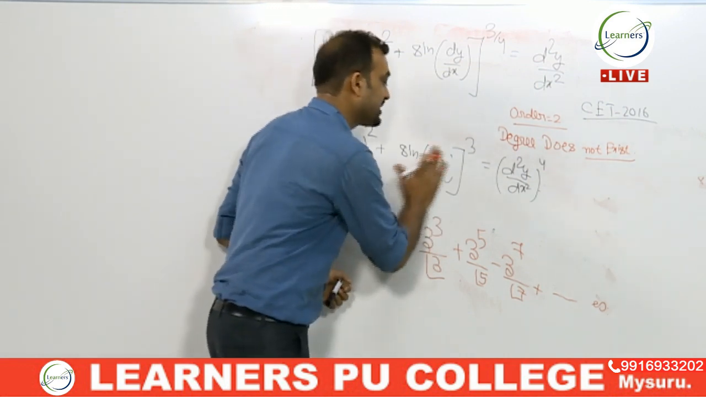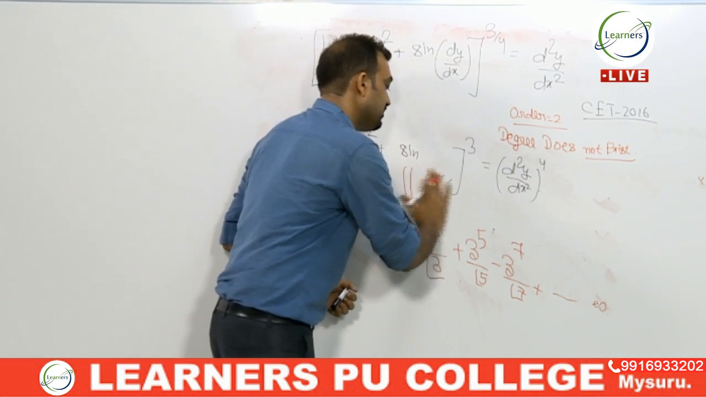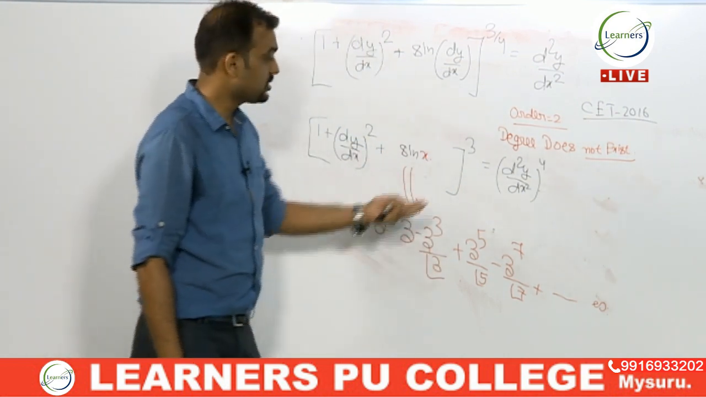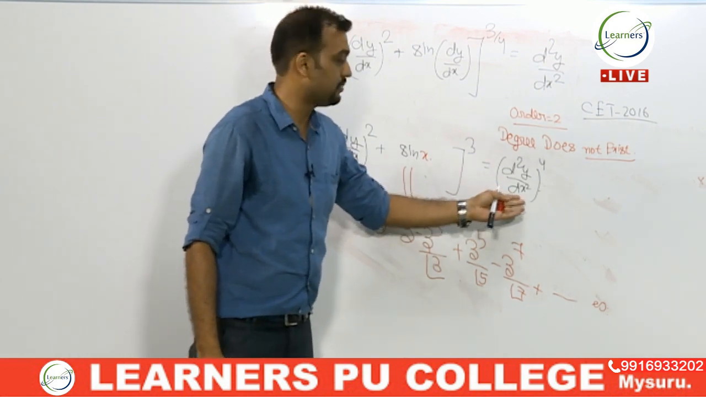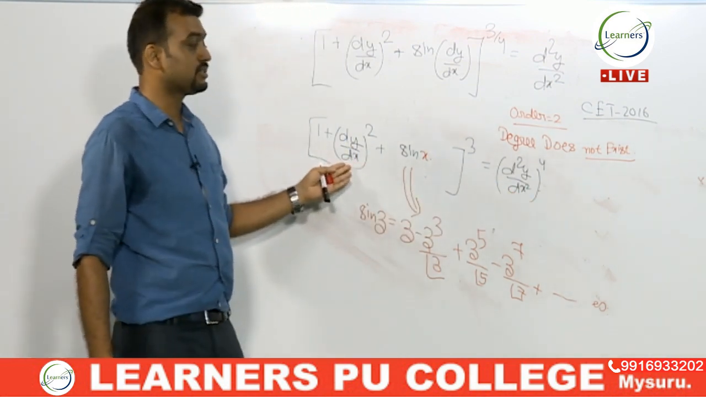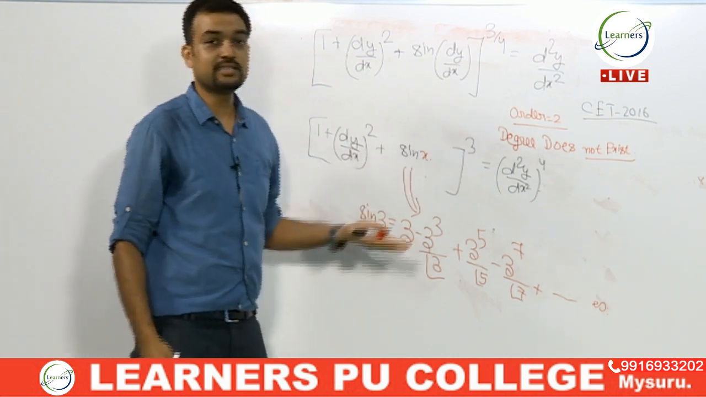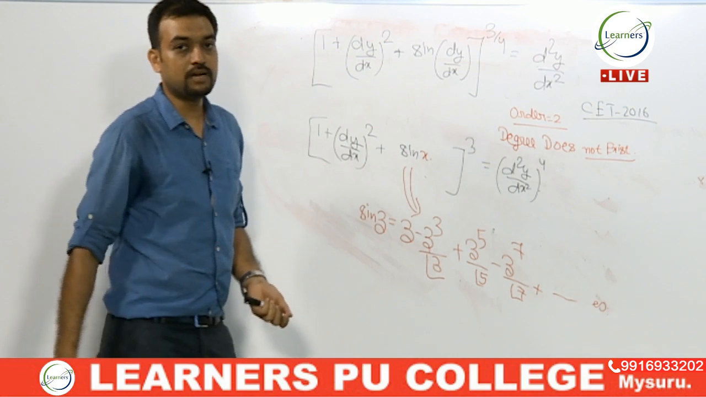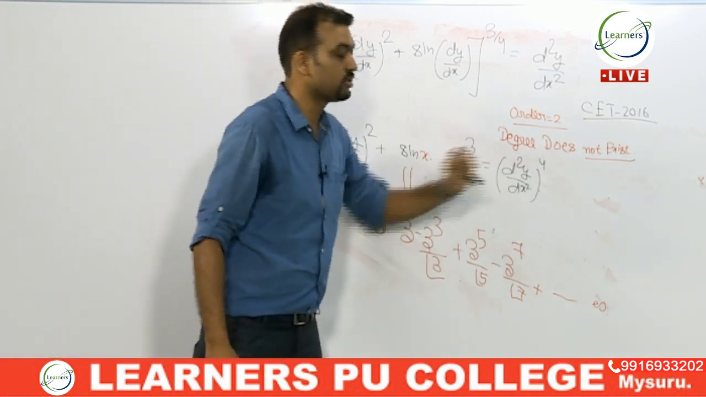Suppose it were sin x here, for example, then degree exists. Why? Because it is polynomial in its derivative term. Here the power is 4, and the maximum power here, 2 power 3, is 6. So we are able to find the maximum power. It is polynomial in its derivative term, so we can say the degree of this differential equation is 4.